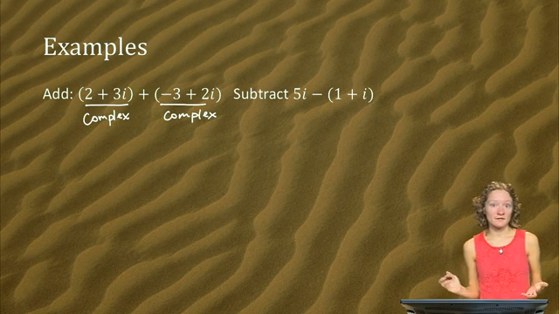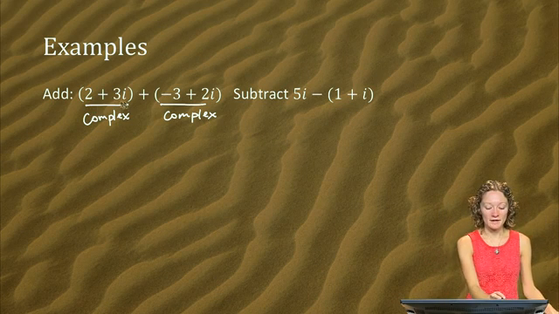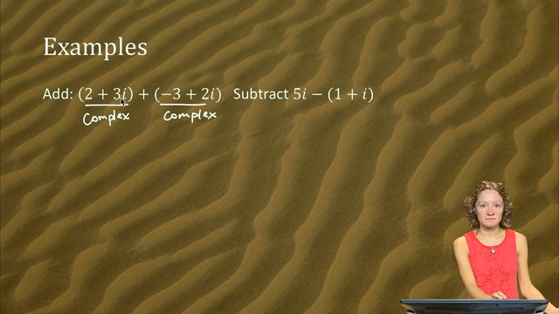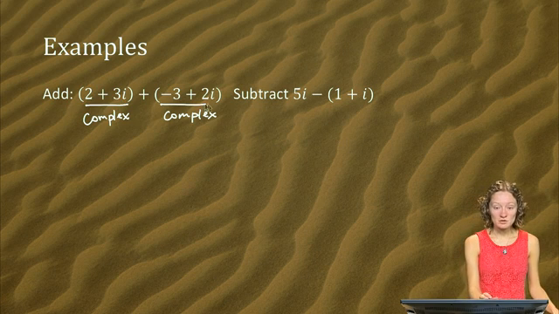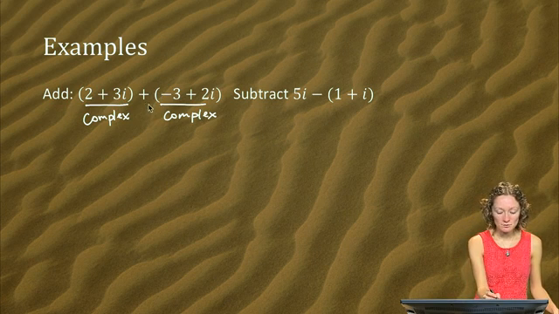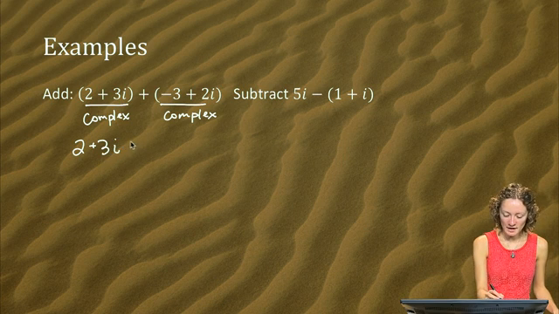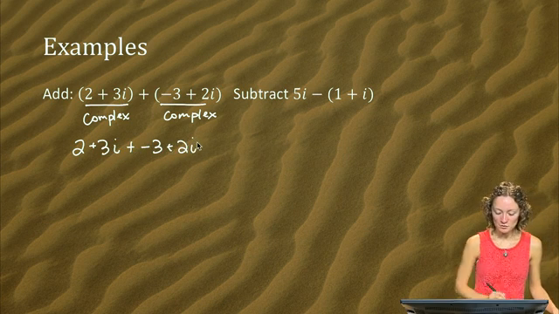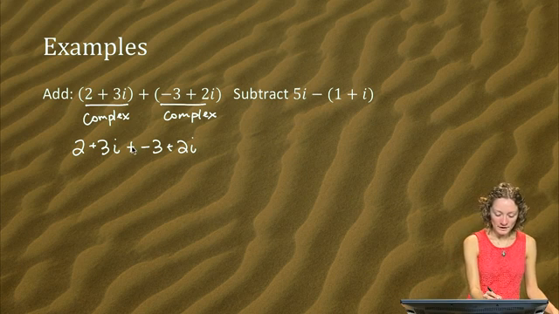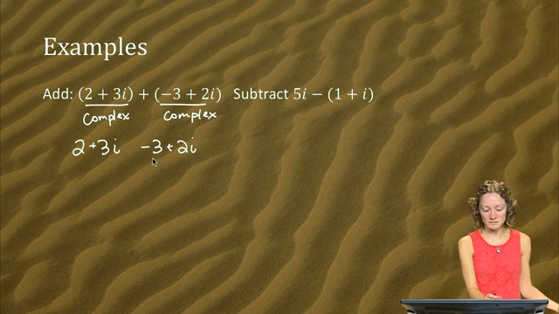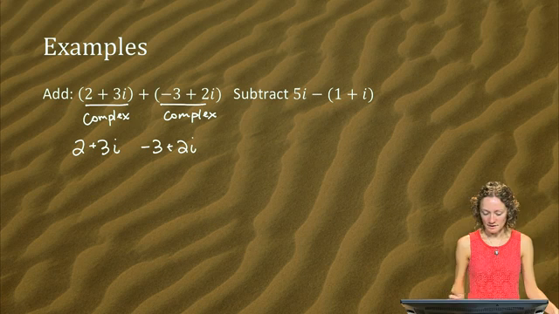But it's really no different than any sort of problem where you had whole numbers and x terms. You just look for like terms. The parentheses with addition don't really do anything. 2 plus 3i plus negative 3 plus 2i. And if you didn't write this plus here, that's okay. This 3 is negative. It already has a sign with it.